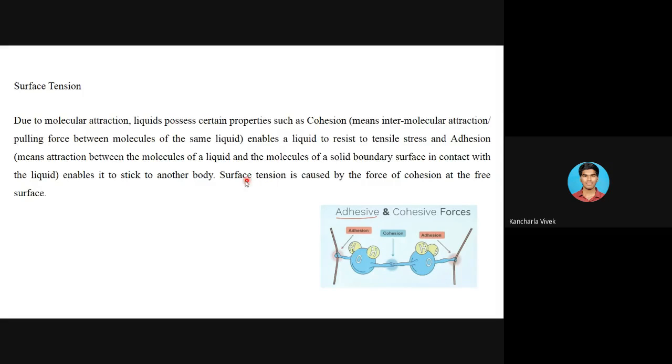So surface tension, what does it do? It just forms a free surface here. Since it gets pulled, there will be a void formation here. So that is called surface tension, caused by the force of cohesion, or the pulling force between the water molecules at the free surface, that is at the top surface.